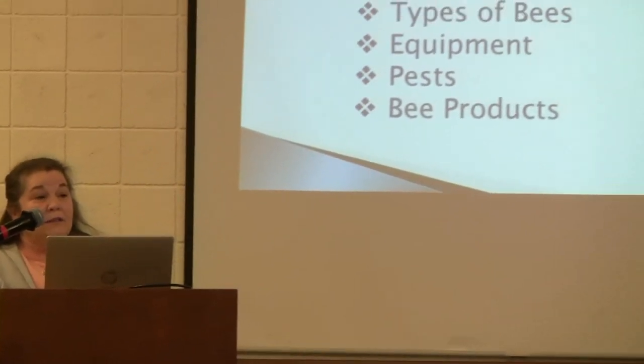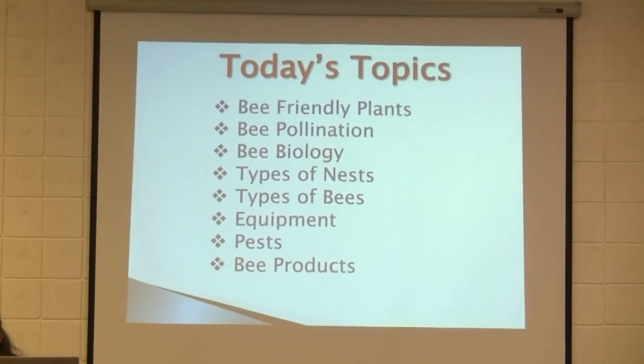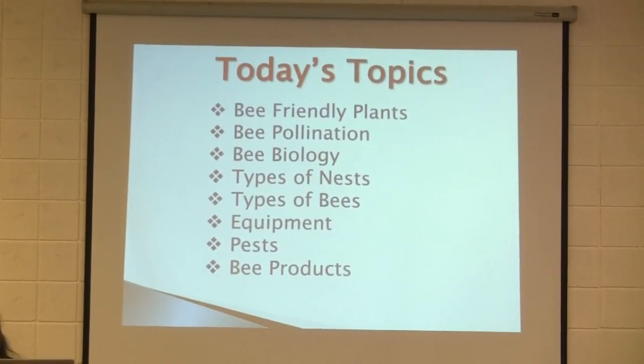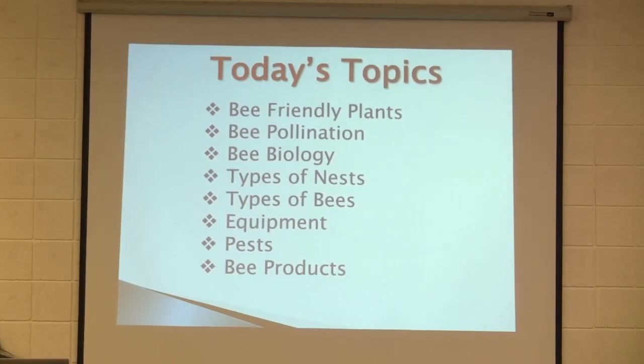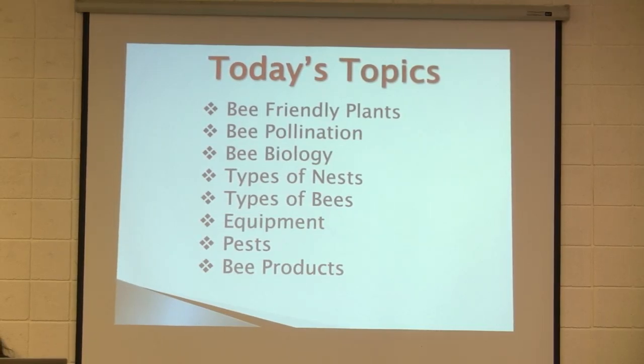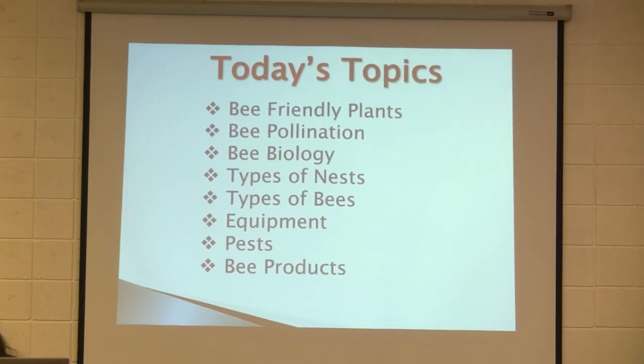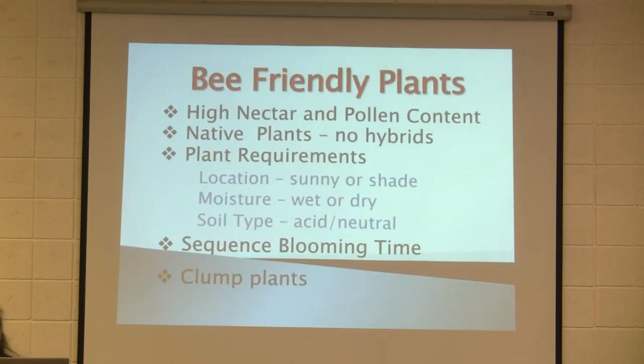So today's topics, I want to talk about how to plant plants and what kind of plants, how a bee pollinates our flowers and our crops. Also, I have to talk a little bit about bee biology since I'm a biologist. And we'll hit the types of nests and the types of bees, some of the equipment that we use in raising bees and hives, and the pests that affect hives, and of course the bee products that we get.